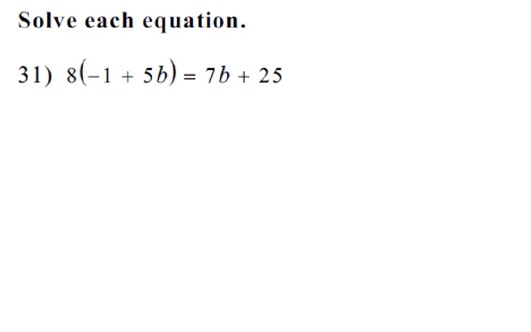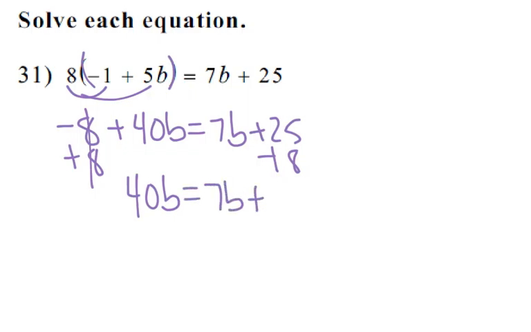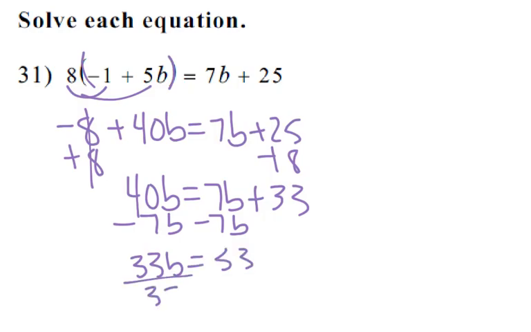But solving an equation, just remember, if you got parentheses, use distributive property. Multiply it by each piece. 8 times negative 1 is negative 8. 8 times 5 is 40. And then we need to get the variables on the same side and the numbers on the same side. So I could add 8 to both sides, giving me 40b equals 7b plus, what is that, 33? Subtract the 7b to get over with the 40b. So we get 33b equals 33. Divide by 33. And b would equal 1.